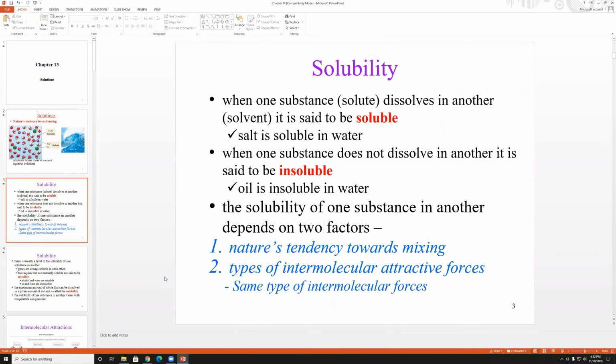Anything that has a partial charge interaction or a complete ionic charge is most likely going to be soluble in water. And then things that have nonpolar bonds and nonpolar intermolecular forces, such as London dispersion forces, are going to be soluble in each other, but not soluble in water.